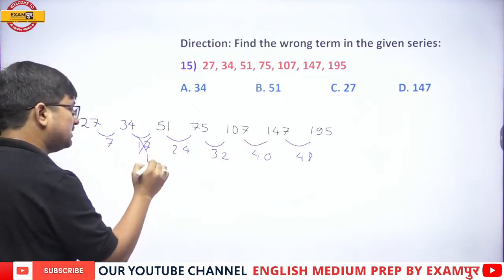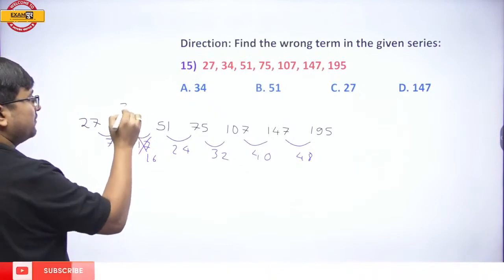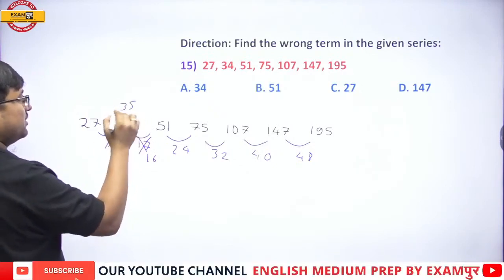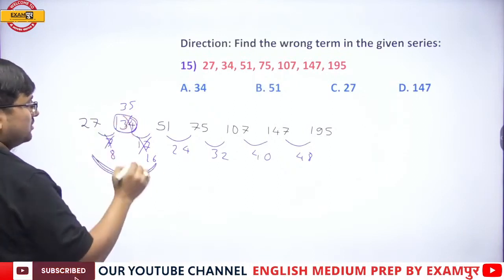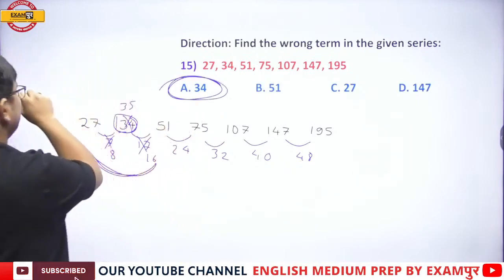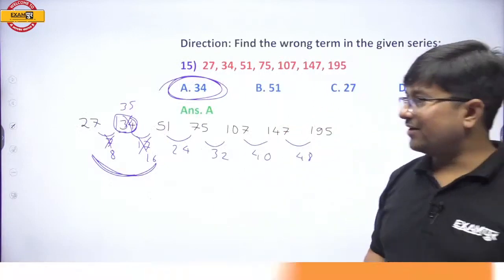-8, -8, -8, and -8 will be 16. Okay, so now 51 minus 16, it will be 35. And now here will be 8. So the wrong term is creating all the issues over here. So the wrong term is 34. And in place of that, the right term is 35. All right, everyone, getting it or not?